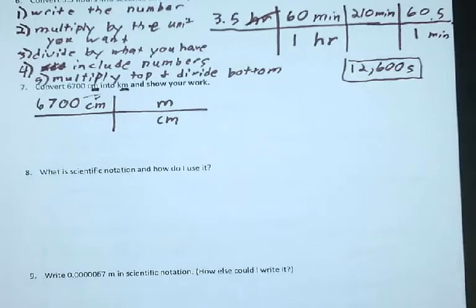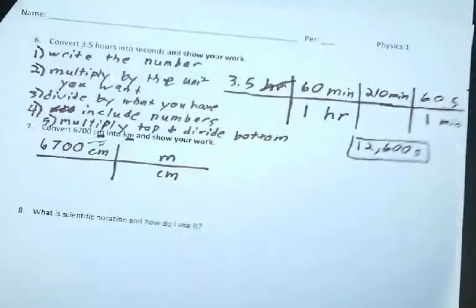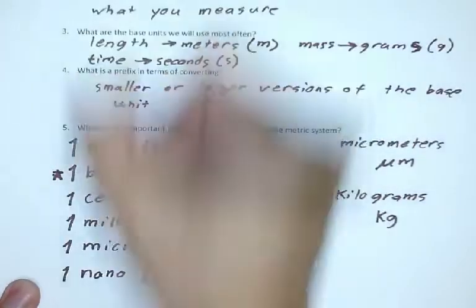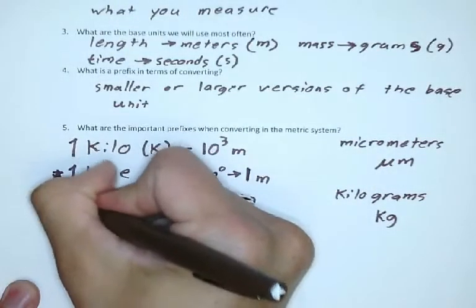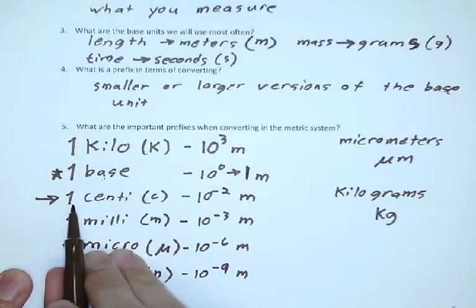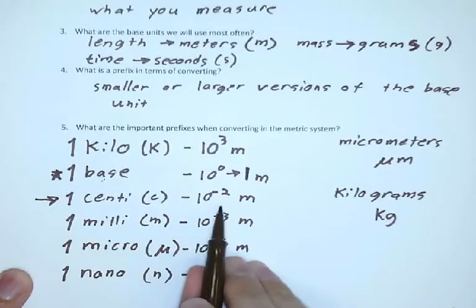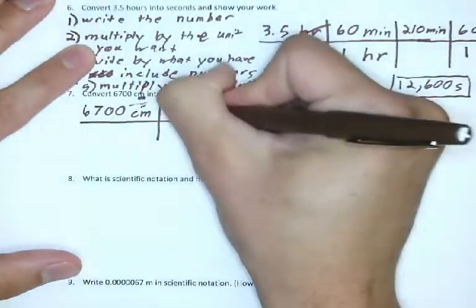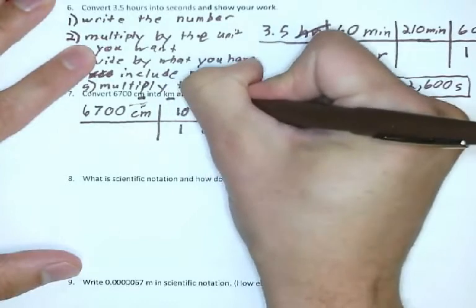Well, how many meters are there in a centimeter? What's the number? Go back to the front page. Find centi. 1 centi is 10 to the negative 2 meters.